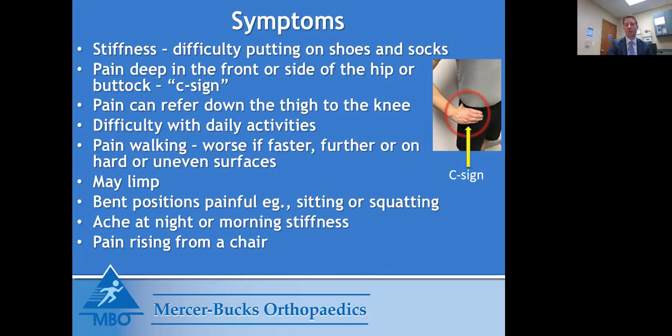Patients will typically report some difficulty with daily activities, and have pain with walking, worse if walking faster, for longer distances, or if the surfaces are hard or uneven. Patients may start to develop a limp to compensate for that hip pain. Positions where the hip is bent can sometimes be more painful, such as prolonged sitting or squatting. Commonly, the hip can ache at nighttime or be accompanied by stiffness in the morning. A lot of folks will report difficulty when rising from a chair.